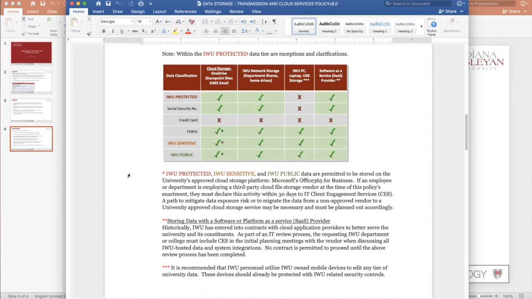Now, storing data with a software or platform as a service provider. Historically, we've entered into contracts with various cloud application providers to better serve our university and its constituents. As part of an IT review process, the requesting IWU department or college must include client engagement services in the initial planning stages with the vendor when discussing all IWU-hosted data and system integrations. No contract would be permitted to proceed until the above review process has been completed.